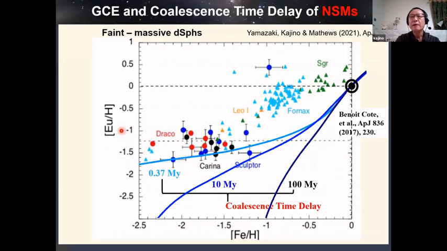And here we show the first example of our calculated result of galactic chemical evolution as a function of metallicity. Here we show the faint and massive dwarf spheroidal galaxies and the europium to hydrogen ratio as a function of metallicity. If you assume, very naturally, the constraint from observation, 100 mega-years as a coalescence time delay, the contribution of binary neutron star looks like this. Only quite recently in cosmic history could they contribute.